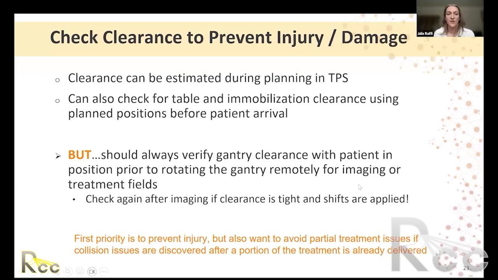The reason we do these clearance checks, the first priority obviously is to prevent injury to the patient. We definitely don't want to be having a collision with the patient, but we also want to avoid issues with partial treatment. If we realize that there's a collision issue after a portion of the treatment is delivered, then we have to figure out how to compensate for partial treatment. So knowing ahead of time before we treat any of the fields, if all of the fields will clear, is very important for that reason as well.